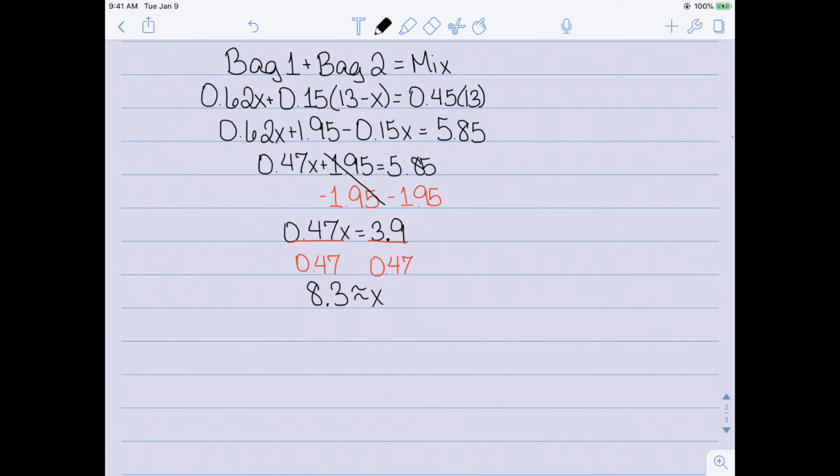So X was the amount from the first bag that we need. So we need 8.3 pounds from bag 1 and 4.7 pounds from bag 2. We can mix those together and we will get 13 pounds of a 45% peanut mix. Let's do one more example.